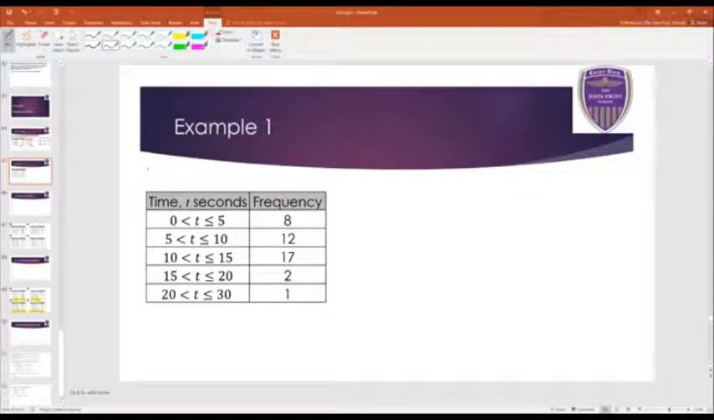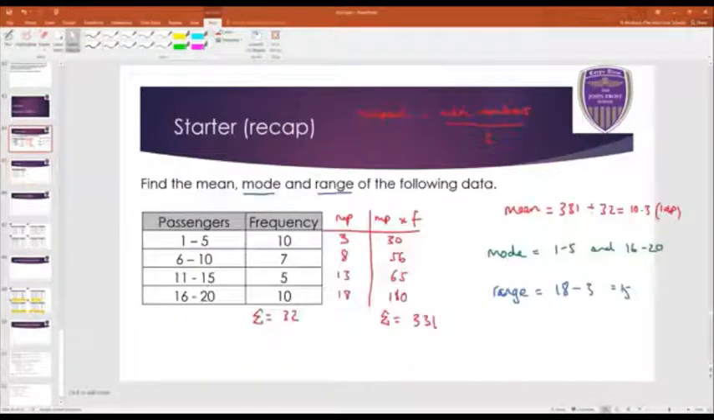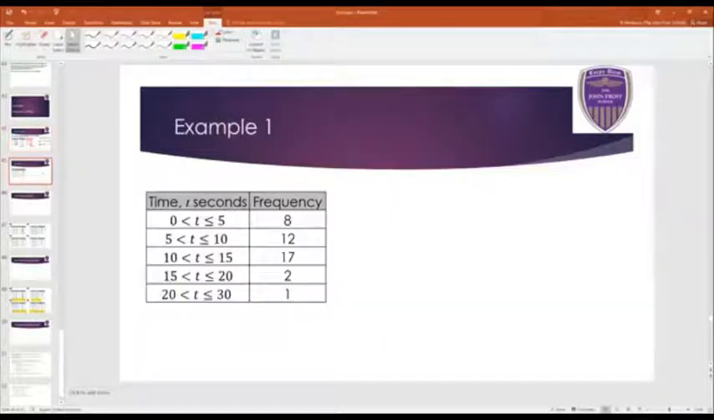So when we're looking at discrete data, there's only certain values that it can take. If I quickly go back to the start, look, passengers. When we're talking about passengers, we're talking about the numbers 1, 2, 3, 4, and 5, because passengers would be people, wouldn't they? So we're not including every number in between 1 and 5, including decimals. We're only including integers, whole numbers. So it's discrete data.